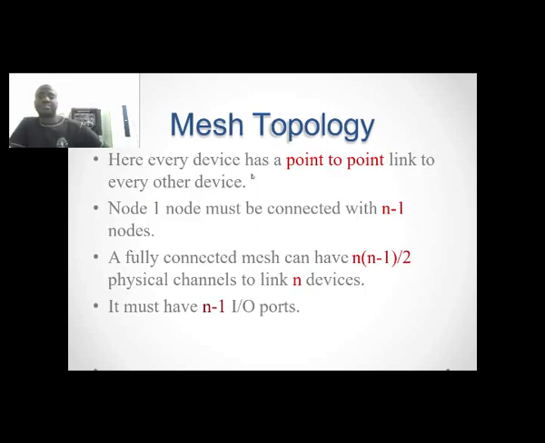The next one, let's look at a mesh. A mesh is basically an extension of the ring topology. Instead of having a dedicated direction, in a mesh you can now have computers directly connected. So here, every device has a point-to-point link to every device on the network. That's the major difference.